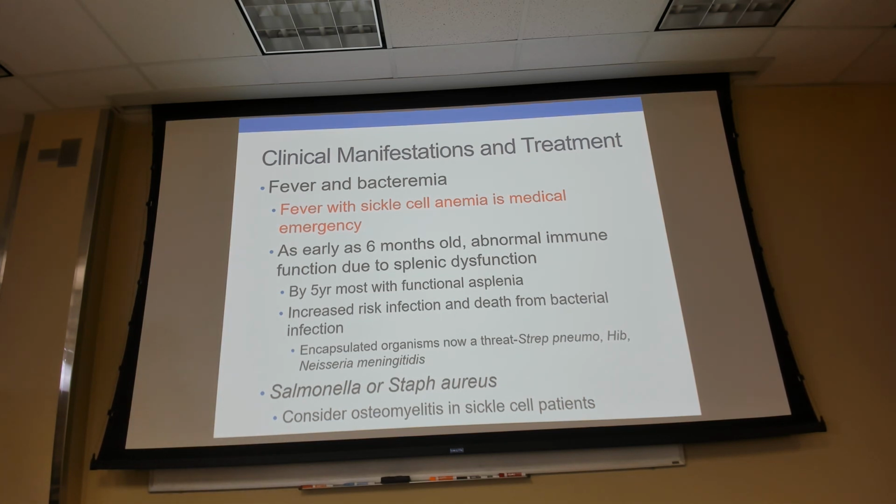If your boards love this one, osteomyelitis. For kids with sickle cell, you will see it with salmonella or staph. That's just one of those buzz things. If you get a salmonella osteo, you're like, ooh, they're trying to tell me that this kid has sickle cell in my board question.